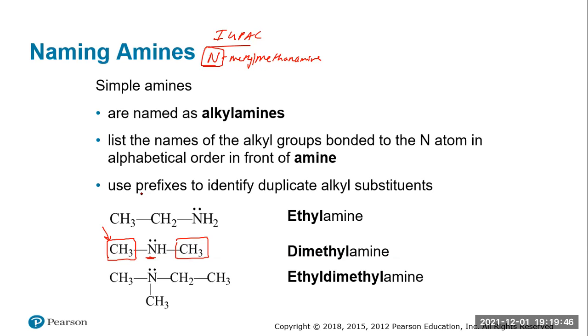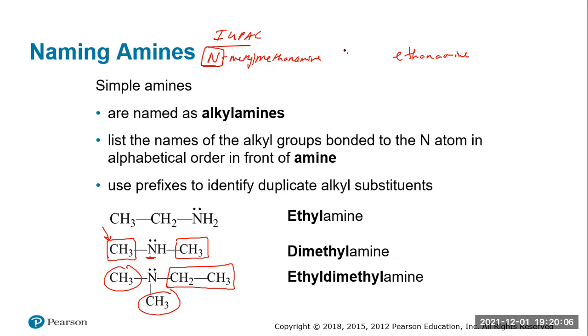In this case, the group's attached to the nitrogen, so we actually use N. Same idea here. This would be the longest carbon chain that would be there. That would be like ethane. I drop the E and put amine at the end of it. And then we have two methyl groups attached.